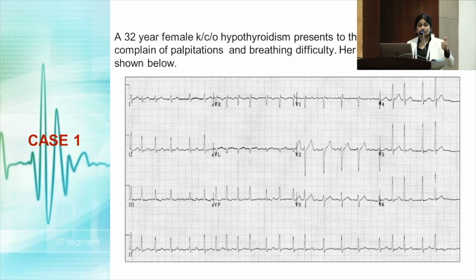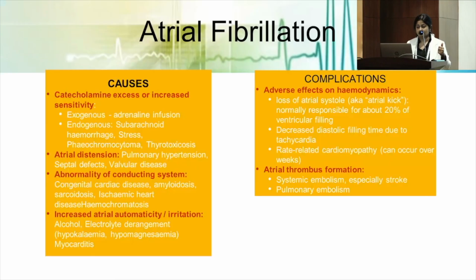Narrow, irregular rhythm. Are P waves there? No. Atrial fibrillation. What are the causes of atrial fibrillation? Catecholamine excess. It can be exogenous, you are administering adrenaline, or it can be endogenous, that is subarachnoid hemorrhage, thyrotoxicosis, like in this case, or causes with atrial dysfunction: pulmonary hypertension, septal defects, mitral stenosis. Abnormality in conduction systems, or increased atrial automaticity. The atria is arrhythmogenic, the holiday heart syndrome, electrolyte derangements, myocarditis, all these can cause it.